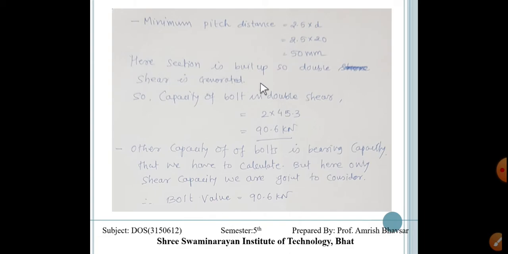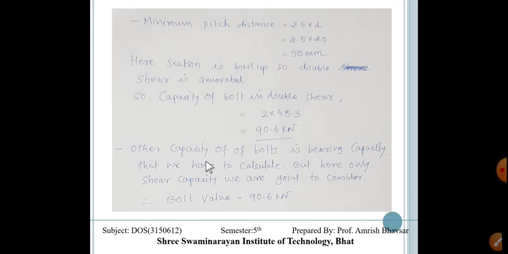So the section is built up, so double shear is generated. You know what single shear is and what double shear is. So here the double shear is there. So the double shear capacity of the 20 mm diameter bolt is 2 into 45.3. So we will get 90.6 as the shear capacity for the double shear.